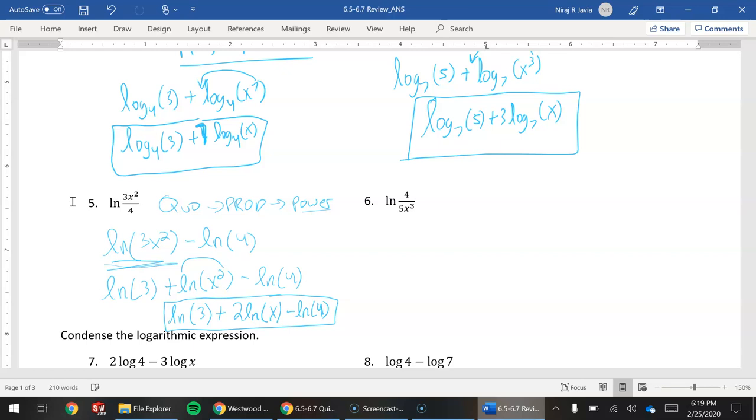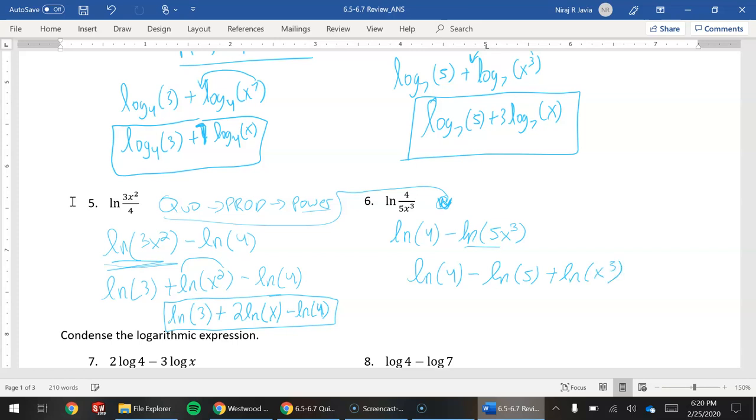And then number 6 is the same exact thing, just the quotient will be done in the beginning, and then the product, and then the power. So I'm just going to take a list and say, let's go in here too. So I'm going to do natural log of 4 minus natural log of 5x to the third. Now with this one, I realize on this side now I need to do the product property. So natural log of 4 minus natural log of 5 plus natural log of x to the third.